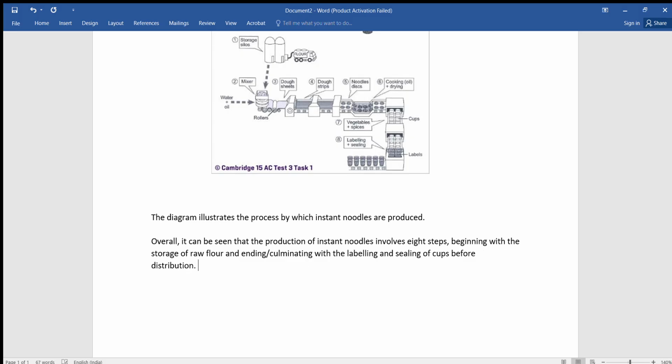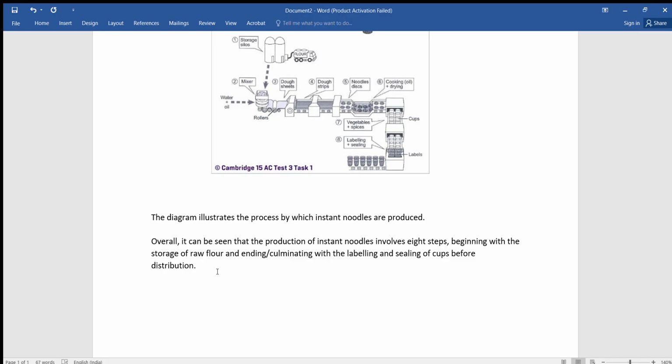See, we have mentioned two things. First of all, we said the total number of steps, and after that we said that it begins with this step and ends with this step. This you can do in a process chart. Okay, so now we are moving to body paragraph 1, and how you can make the sentences.